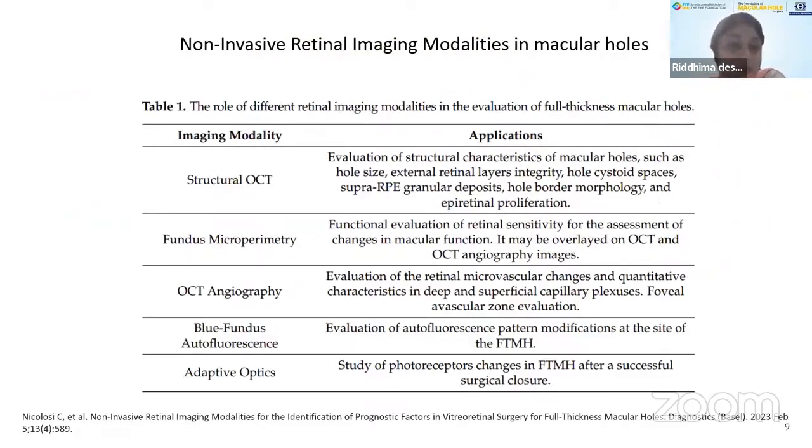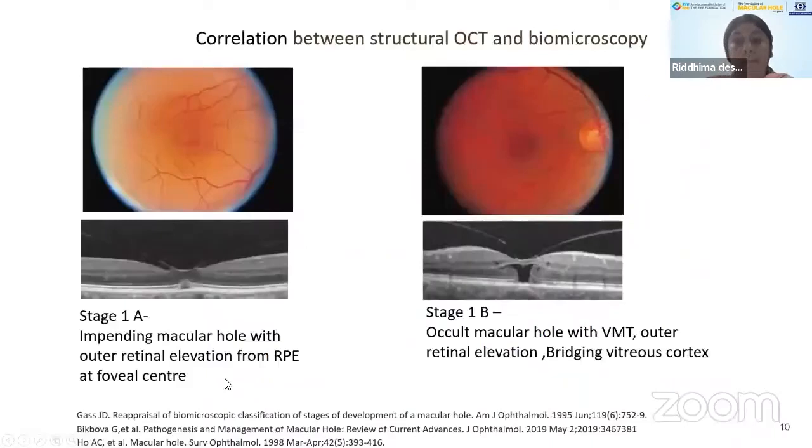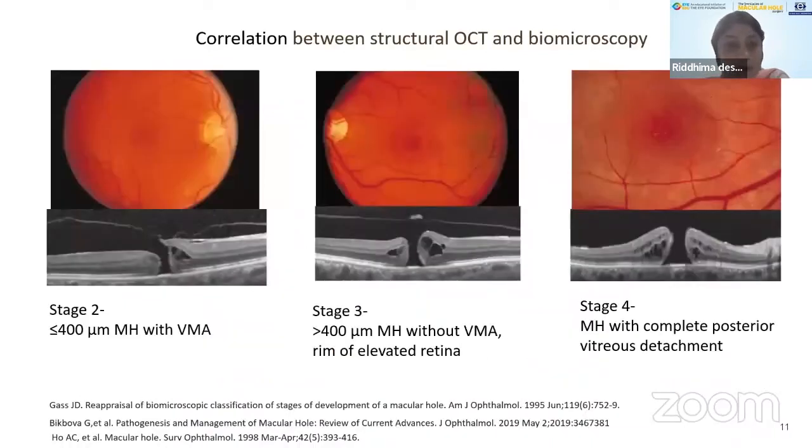These are the several imaging modalities for a macular hole. You have structural OCT for evaluating the structural characteristics. We'll also look at the several biomarkers that you can see on OCT: fundus microperimetry, OCT angiography, blue fundus autofluorescence, and adaptive optics. I think I will skip through these slides.